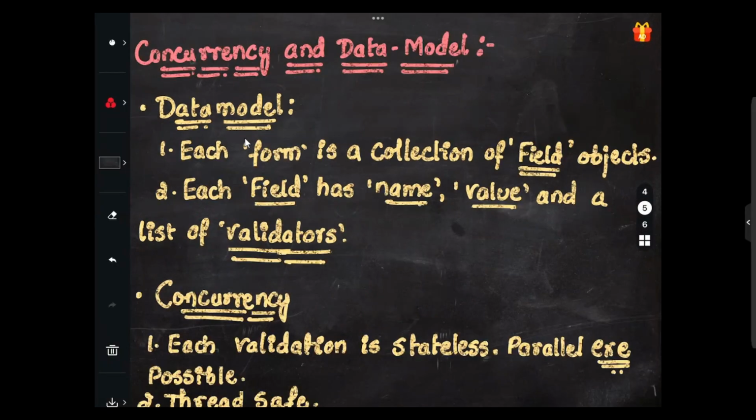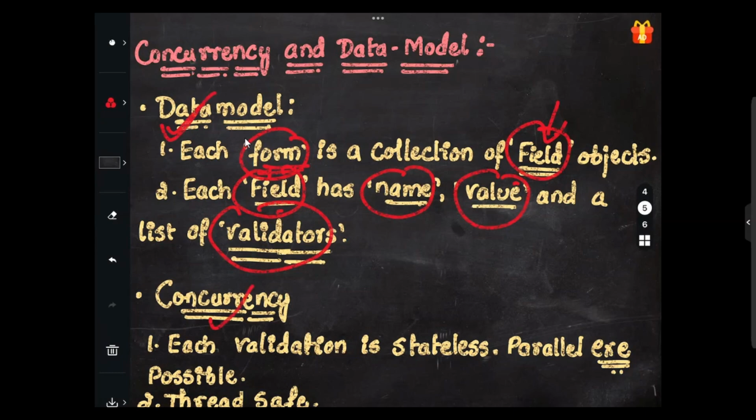So here, first thing, let's discuss the data model. Each form is a collection of field objects. We know that, there will be different field objects. Each field has a name, value, and a list of validators. So this comes under the data model. Let's move on with the concurrency part.